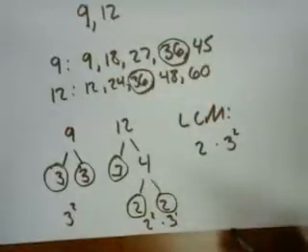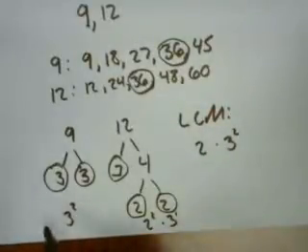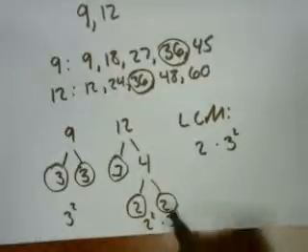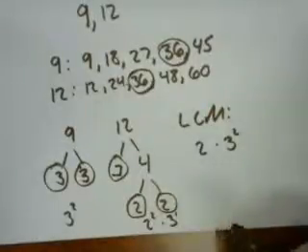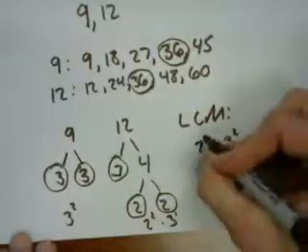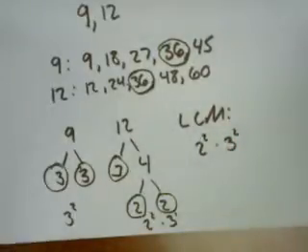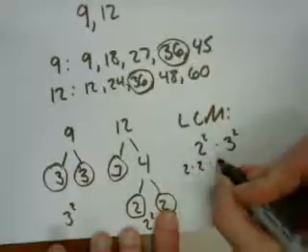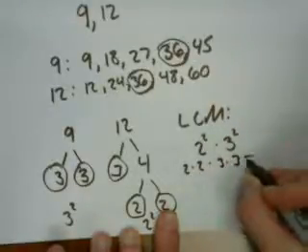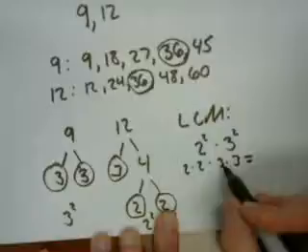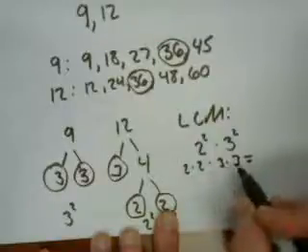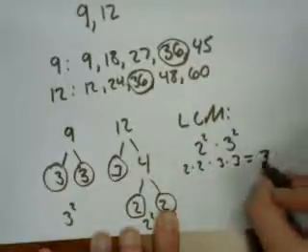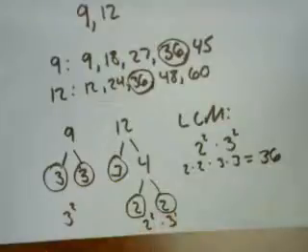Now this 2, I can say there's 0 2's there, so that's a 0. And there's 2 2's here, so I gotta take the biggest one, 2 2's. So I get 2 squared, 3 squared. In other words, 2 times 2 times 3 times 3, which is equal to 2 times 2 is 4, times 3 is 12, 12 times 3 is 36. So that's good that it checks with our answer above.